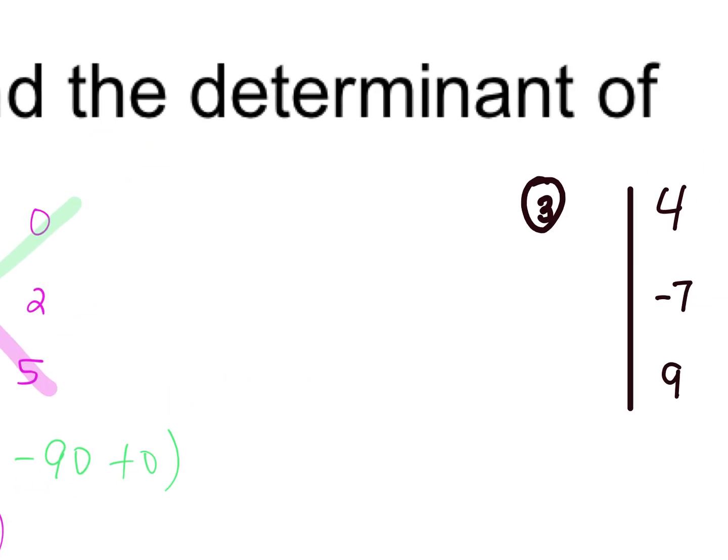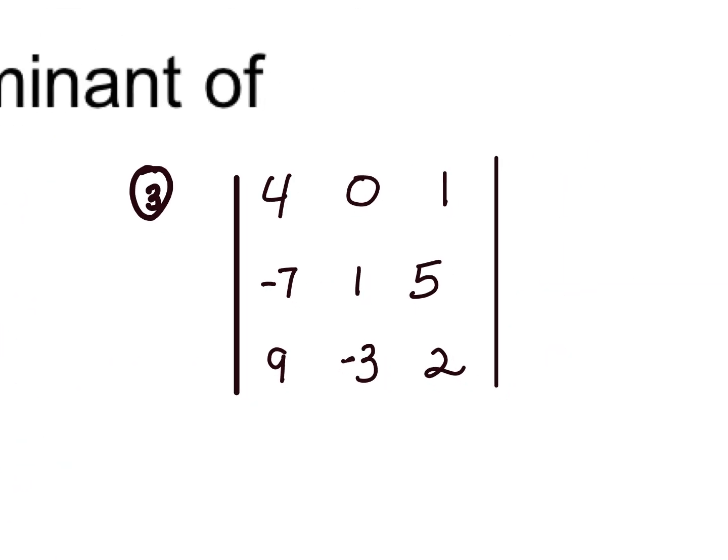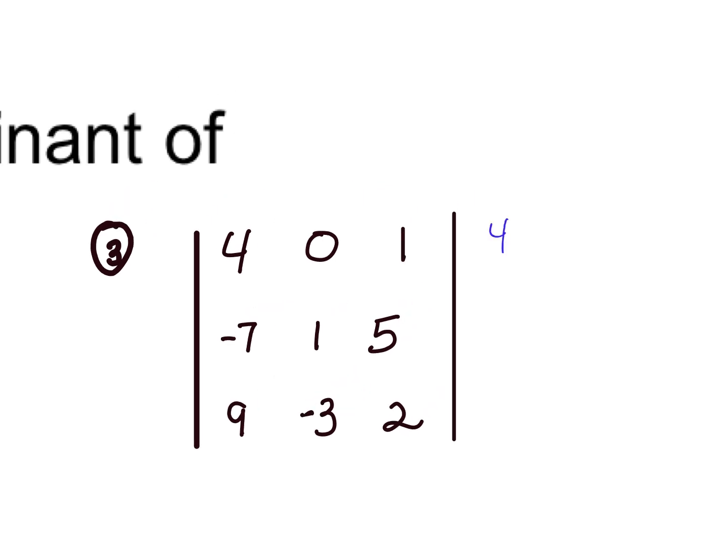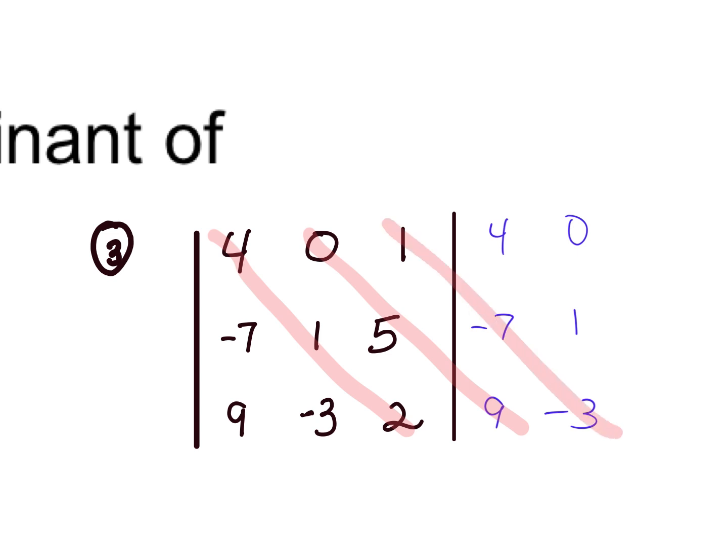All right, last one. Let's do the last one, then we're done. It's a 3 by 3. So what is the first step? Recopy what? The first and second column. So you have a 4, negative 7, 9. And then I have 0, 1, negative 3. So let's identify our 3 majors. Top left, bottom right, for each diagonal.